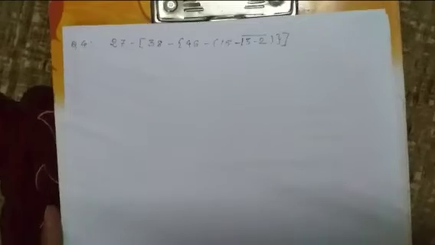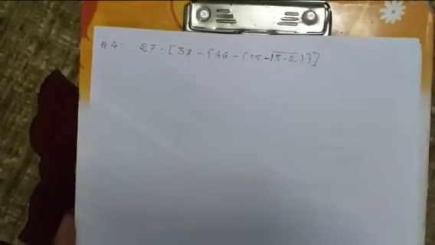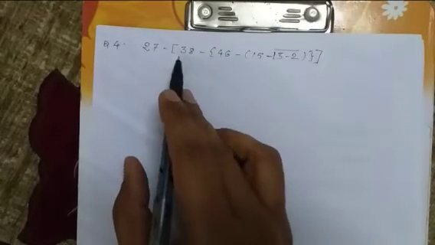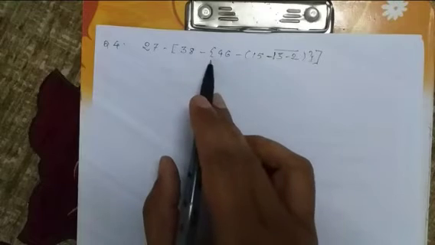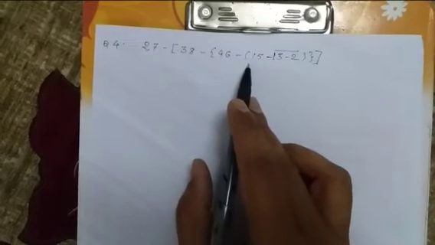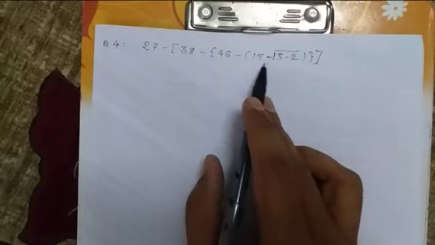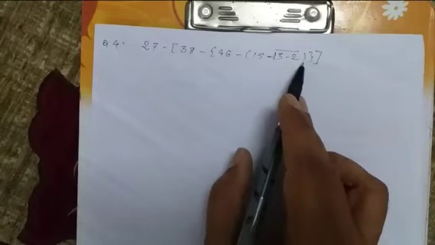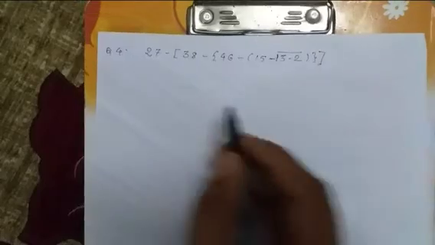Let's solve one more question, question number 4 from the same exercise. In this question, see here what is the question. The question is 27 minus, in square brackets 38 minus, in curly bracket 46 minus, in common bracket 15 minus, in vinculum 13 minus 2, common bracket closed, curly bracket closed, square bracket closed.